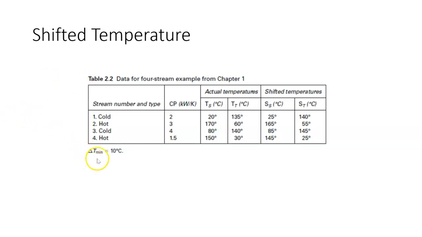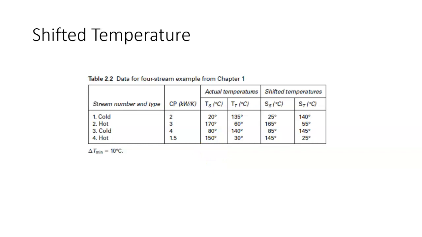Now when we want to shift the temperature, what do we do? For cold streams, as mentioned, we add delta T minimum by 2 to the supply and target temperatures. Since delta T minimum is 10, delta T minimum by 2 becomes 5 degrees, and this becomes 25 and 140. In the same way, for the other cold stream it becomes 85 and 145. For hot streams, we subtract delta T minimum by 2, and hence 170 gets converted into 165 and 60 into 55 for stream number 2, and for stream number 4, 150 gets converted into 145 and 30 into 25.